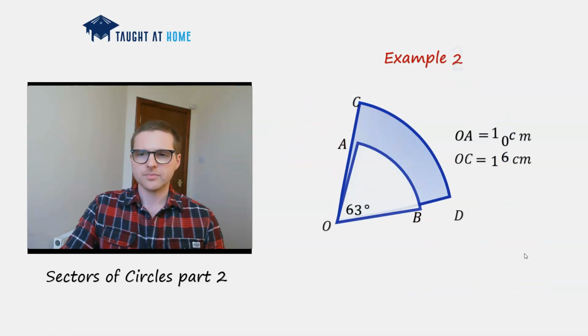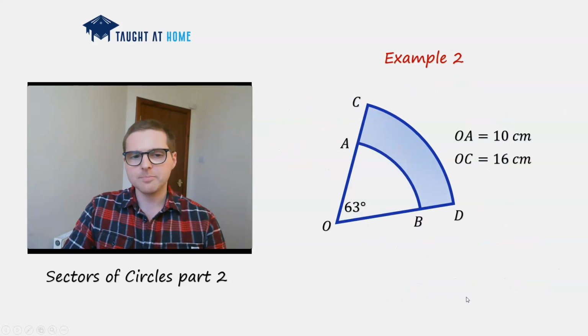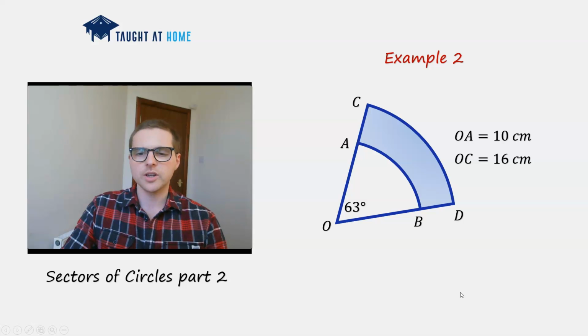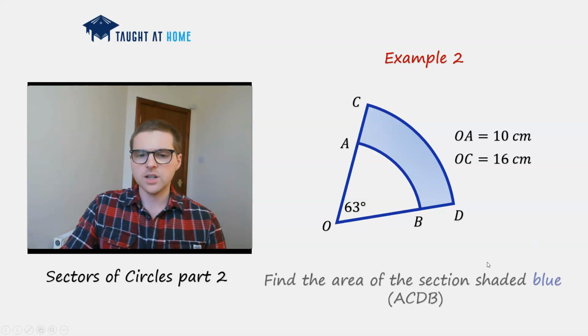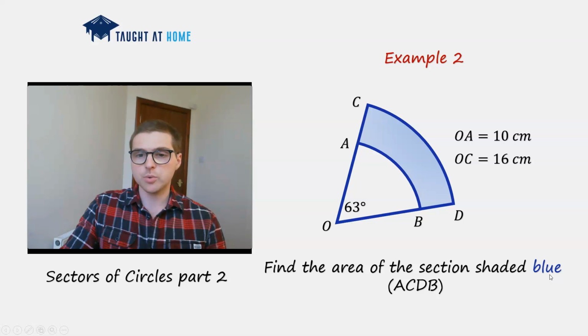Example 2. A bit more complicated, but we'll see how we can approach this. Now we have effectively two sectors. We're given OAB, or AOB, and we're given COD. So we're given the lightly shaded sector here, and we've got the blue shaded sector here. And we're given the radius for both sectors. Find the area of the section shaded blue. So we're trying to find the area of the blue section.